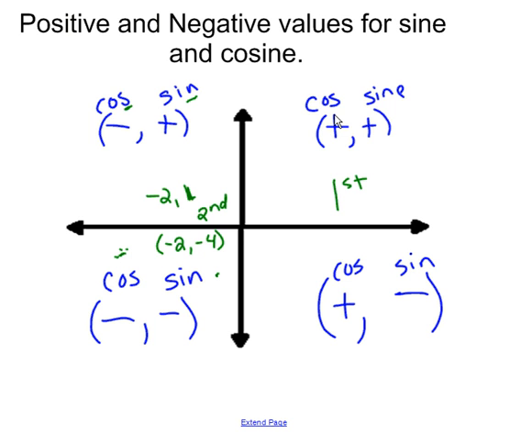And in the fourth quadrant, we can see cosine's positive because if you were to plot an x value, it would be positive here. And if you were to plot a y value, it would be negative here. So that is why cosine is positive, sine is negative. Those numbers I put in there are just random examples of where you'd plot points.